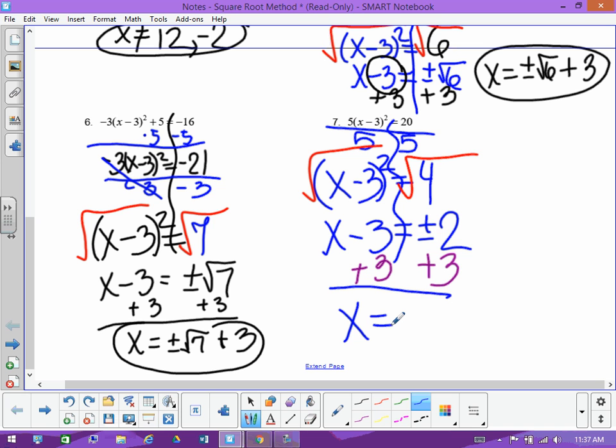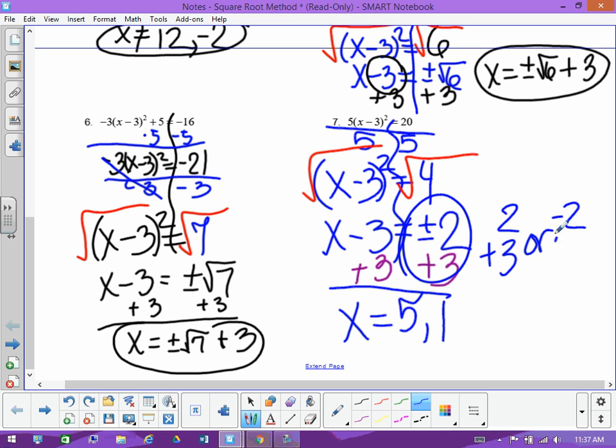So remember, we got 2 answers. If we use positive 2, what's 2 plus 3? 5. If we use negative 2, what's negative 2 plus 3? Positive 1, because we get to use either one. So there's my answer right there.